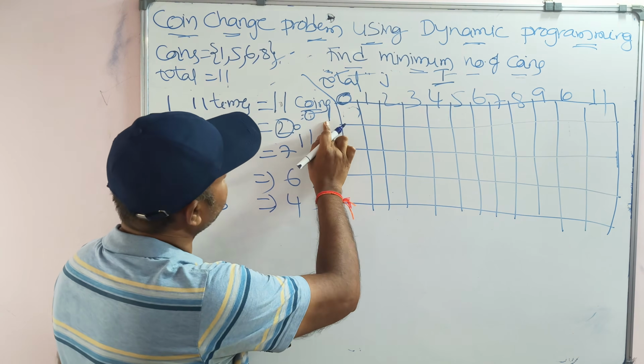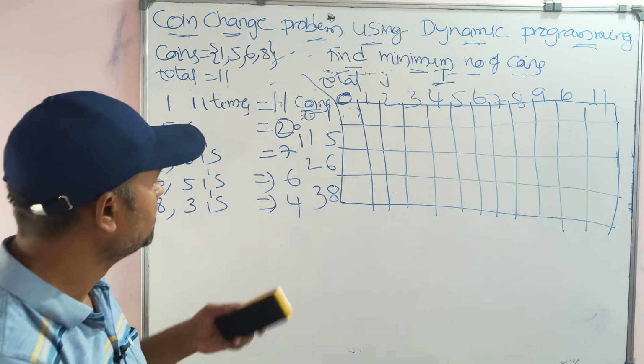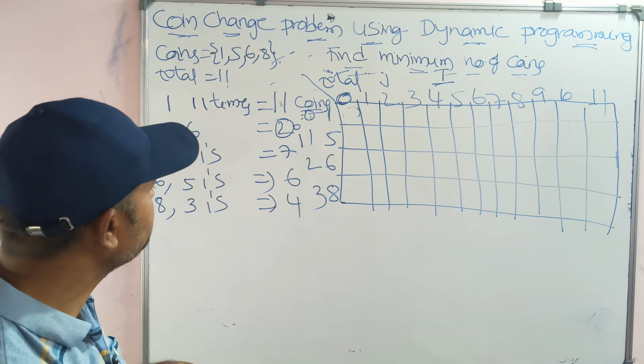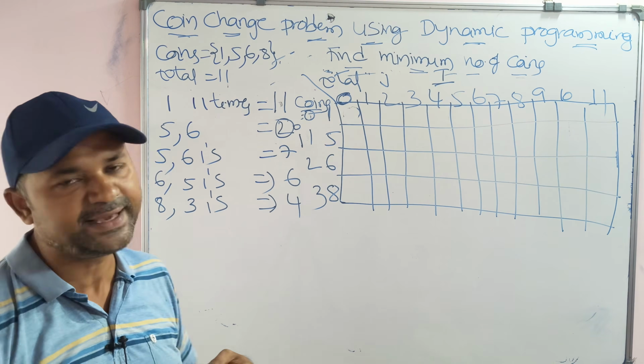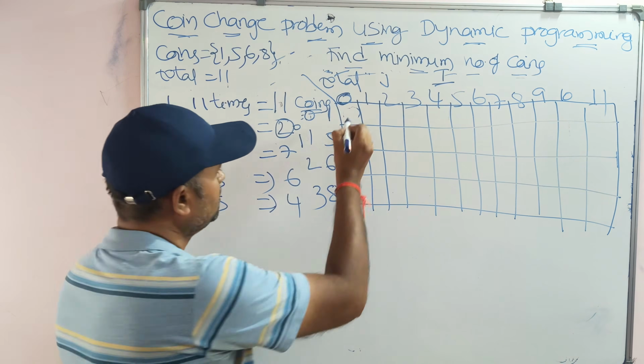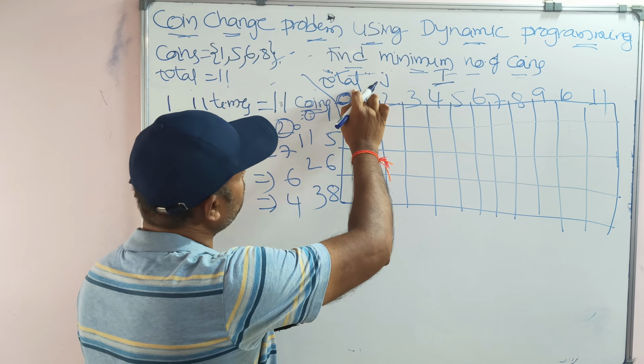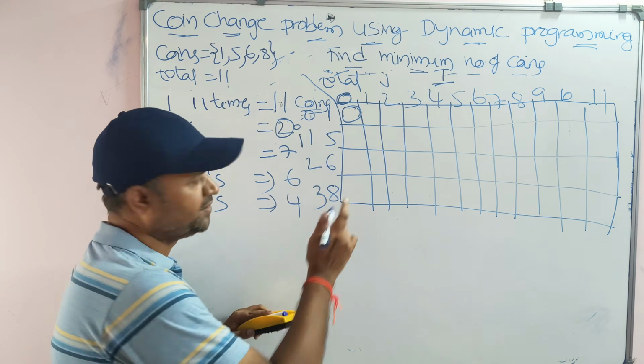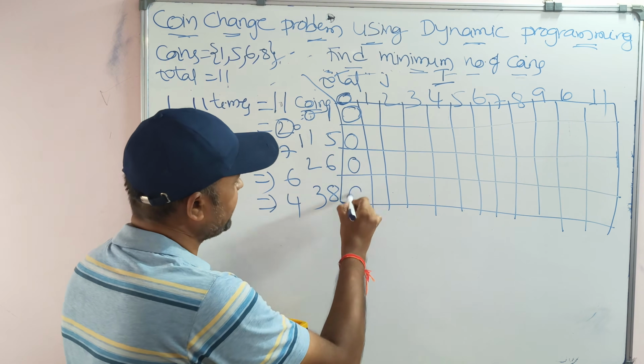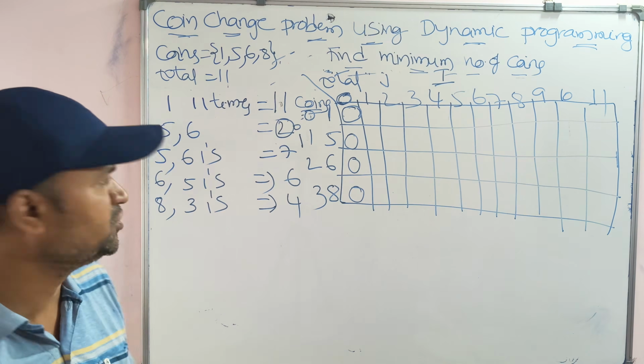Here the coin is 1, whereas the total is 0. So we have to make a total of 0 using 1 coin. Is it possible? No. So that's why fill 0. Likewise, it is not possible to make a total of 0 using 5 coin. So write 0, write 0, write 0. So the first column contains all zeros.